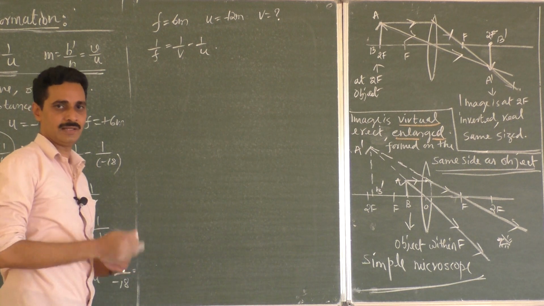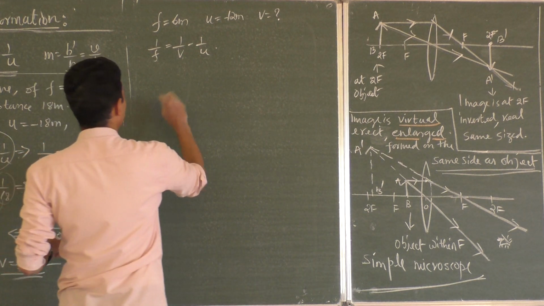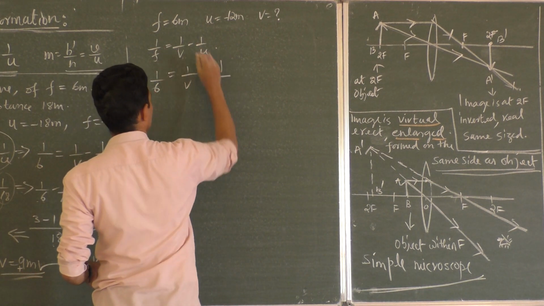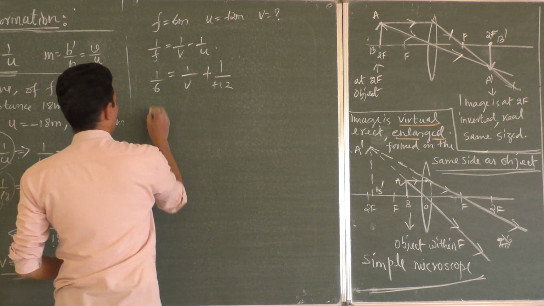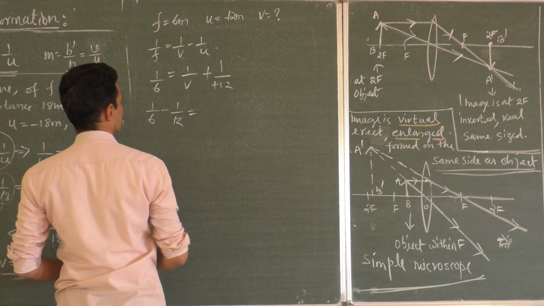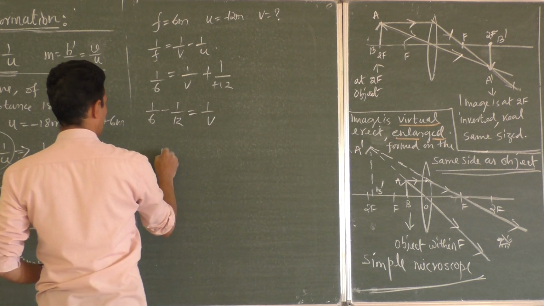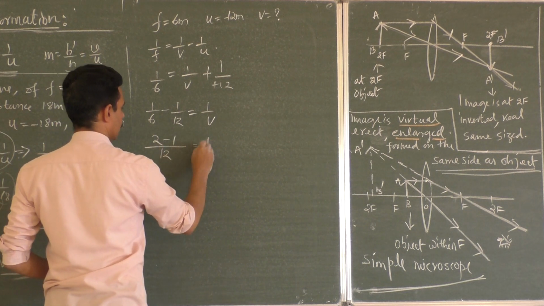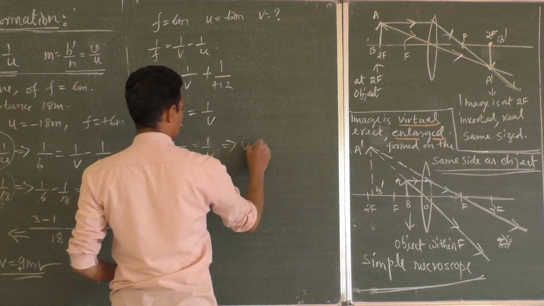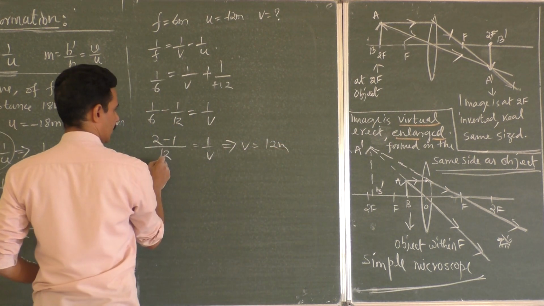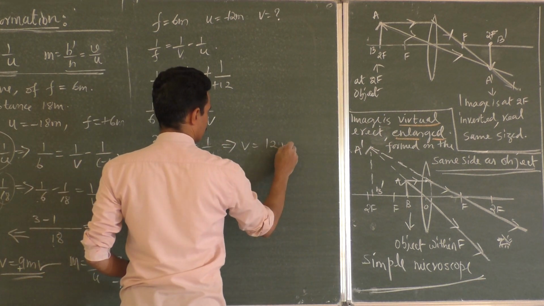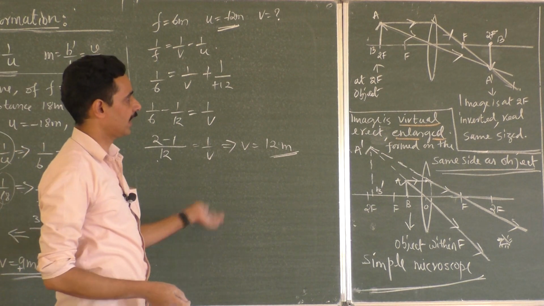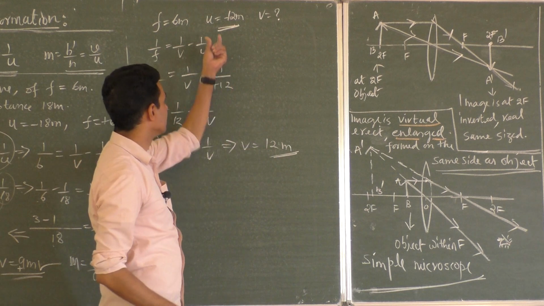I need not draw it again and again because that's a repetition. 1 by 6 is equal to 1 by v minus 1 by u, minus 12. So shall I write it as plus? 1 by 6 minus 1 by 12 is equal to 1 by v. 12, 6 2s are 12, and 12 1s are 12, minus 1 equals 1 by v. That implies v is equal to 12 meters, because this is 1 by 12 and 1 by 12 is 1 by v. V is equal to 12 meters, which is the same as u. So when the object is kept at 2F, the image is also at 2F, and on the other side plus, the object is on this side minus.